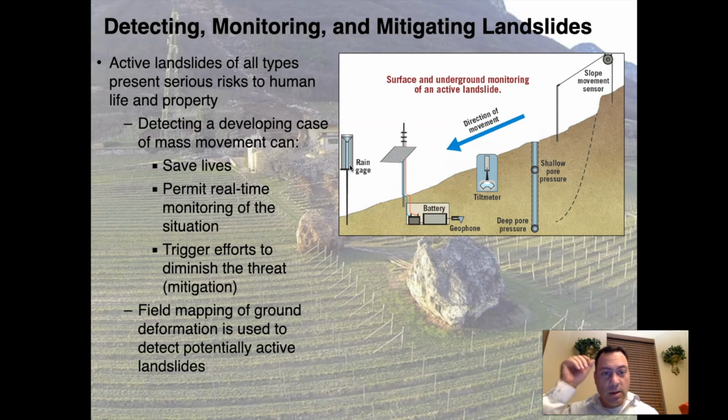So these are the kinds of things that we can do. A tilt meter is another great one. If you orient a meter into the ground and you hold it stable, and then as the ground moves and changes shape and changes its angle, the tilt meter will record that, so that we have an idea of whether or not it's a translational slide, a rotational slide, what's happening. So there's a lot we can do.